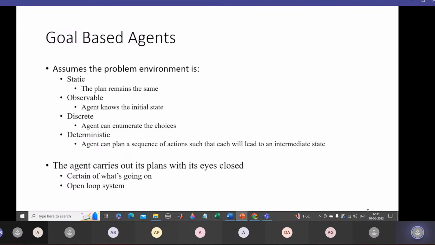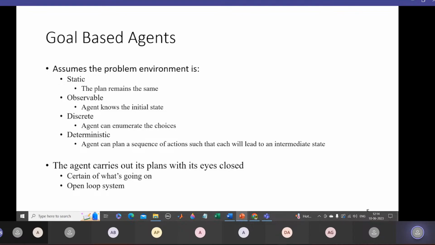So what is that goal-based agent? The problem environment will be static, and the plan will be the same. It is observable, so they know the initial state. They have a number of choices, they can enumerate the choices, that is discrete, and they can plan a sequence of actions that lead from one state to the next. Between the initial state and the goal, whatever states you are moving through are your intermediate states.